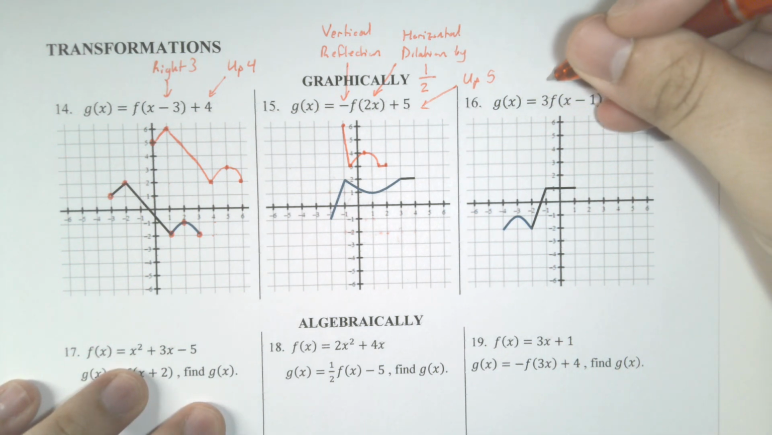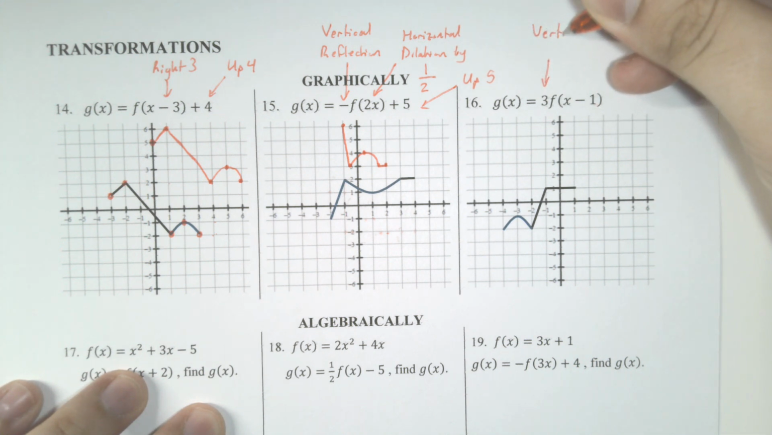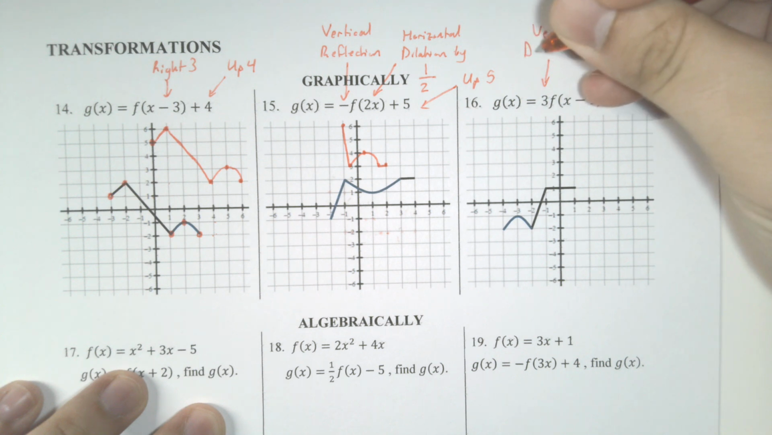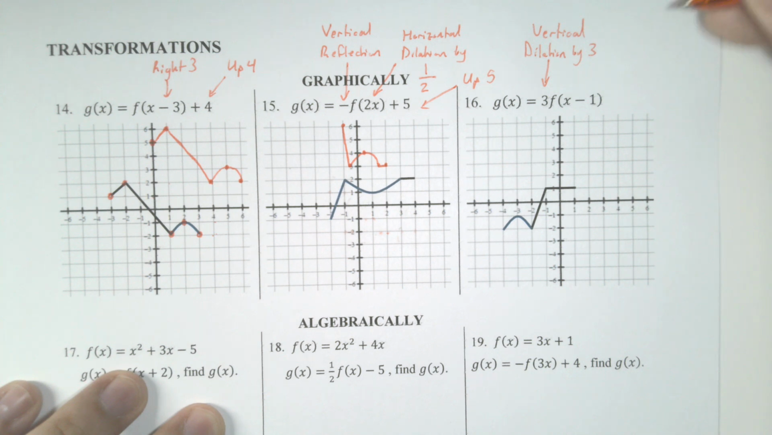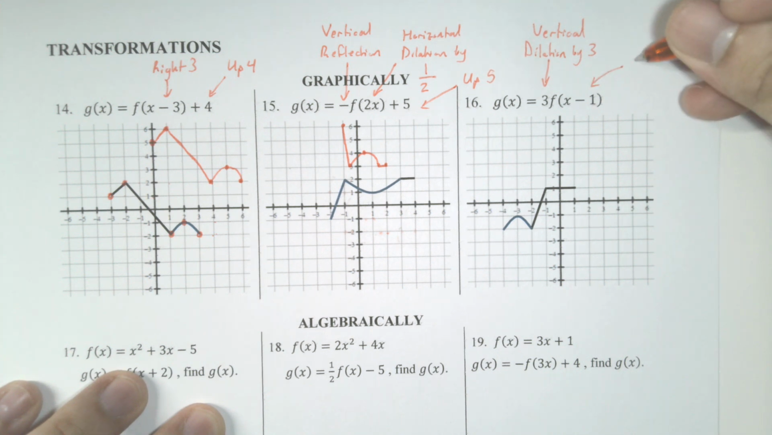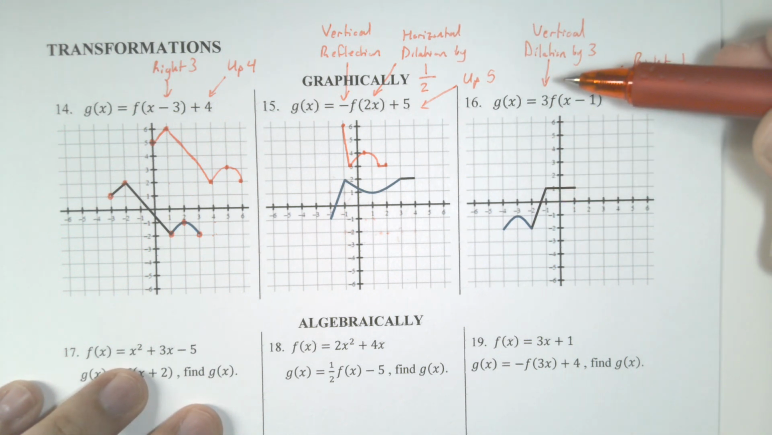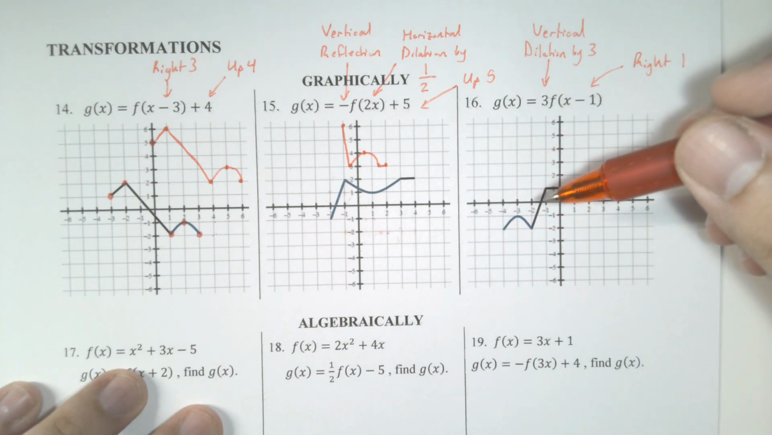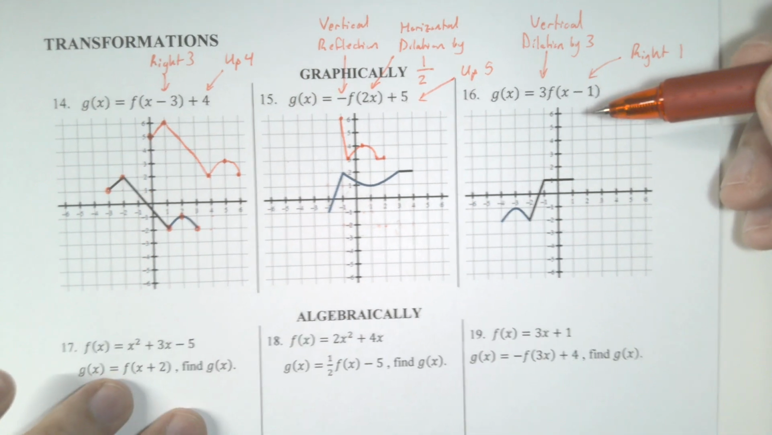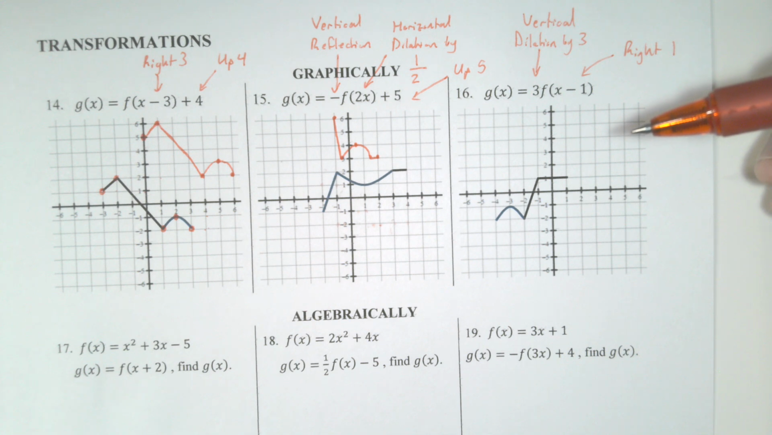Last part here, this 3 is going to be a vertical dilation by 3. And then we have, this is going to move right 1 again. So we do the vertical dilation first. So vertical dilation by 3 is going to stretch all of our y-coordinates. It's going to multiply all of our y-coordinates by 3.